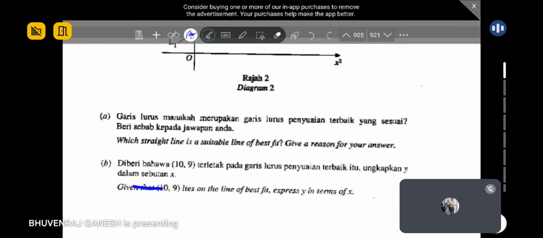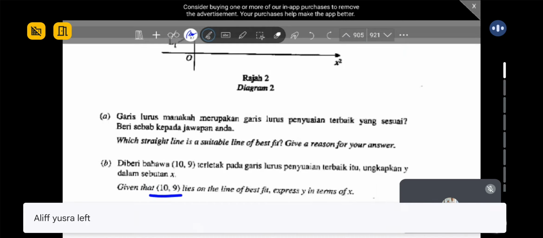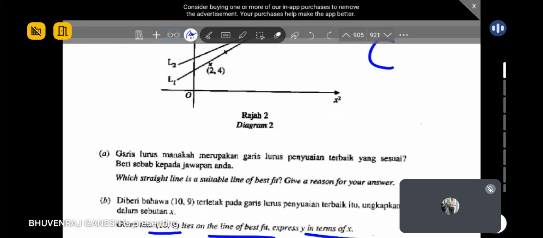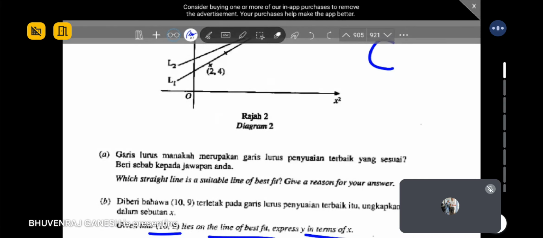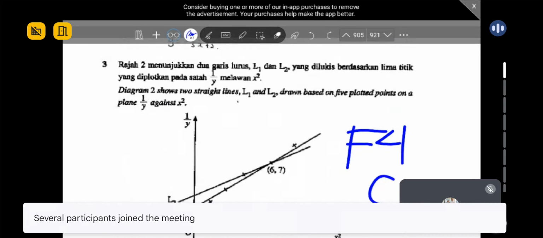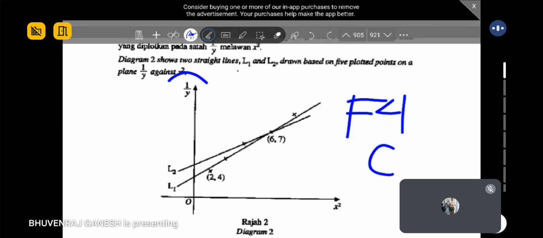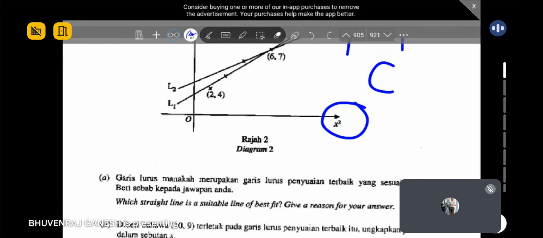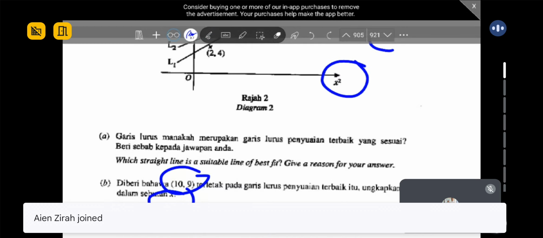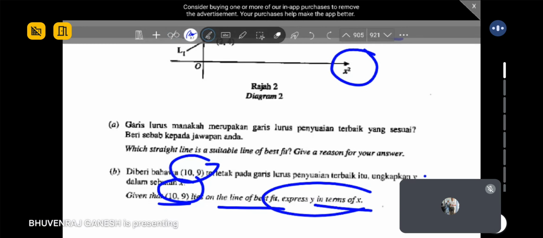Okay, so for question B, guys, they say 10, 9 lies on the best fit. Okay, so maksudnya untuk L1 lah. Okay, mereka tengah cakap. So guys, first step, you must identify your axis. Okay, kenal pasti paksi. So now your axis is 1 over y against x square. Okay, so now, you are given another point. Okay, kamu diberi satu lagi titik baru and they ask you to express y in terms of x. Okay, ungkapkan y dalam sebutan x.